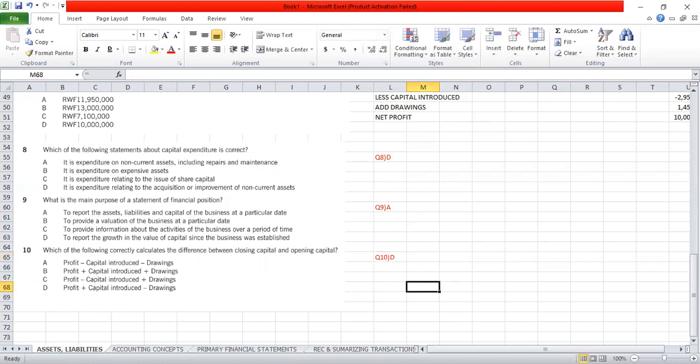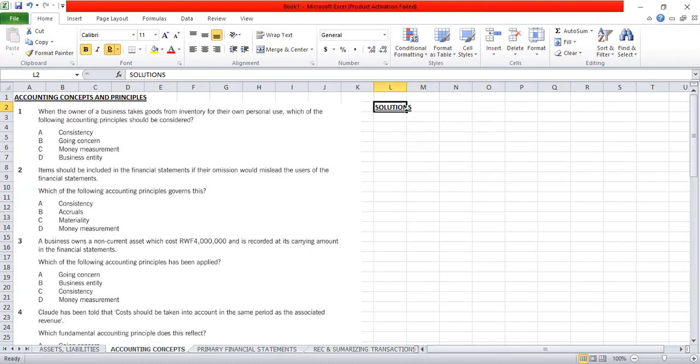Let's go on. The other chapter, which is accounting equation, accounting concept, and principles.